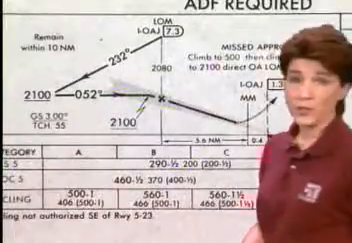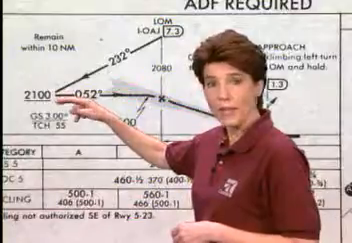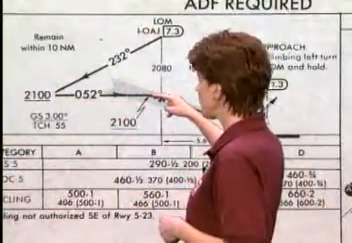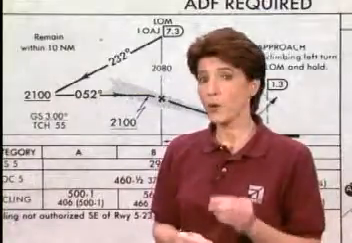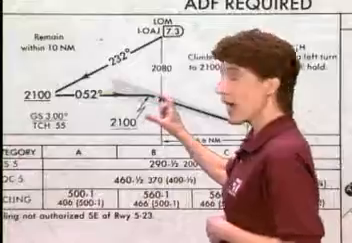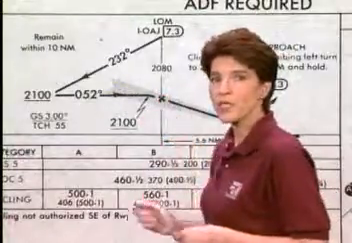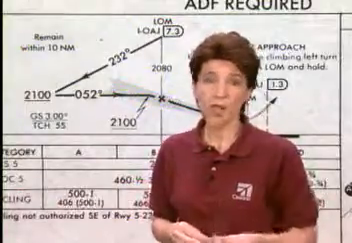Moving to the profile view, you'll find that the minimum altitude in the procedure turn is 2,100 feet, and you maintain 2,100 feet until you intercept the glide slope. On an ILS, the point where you intercept the glide slope is identified by the lightning bolt symbol, and it's the final approach fix.